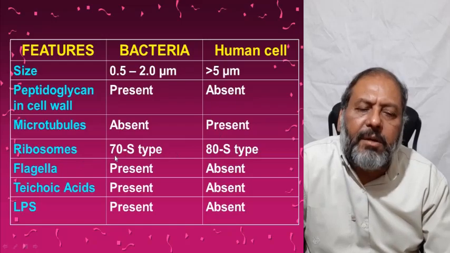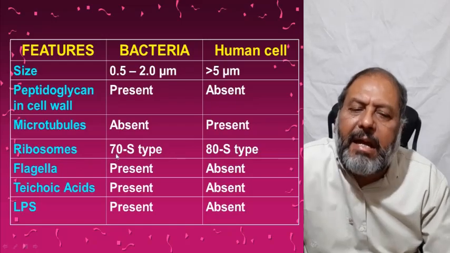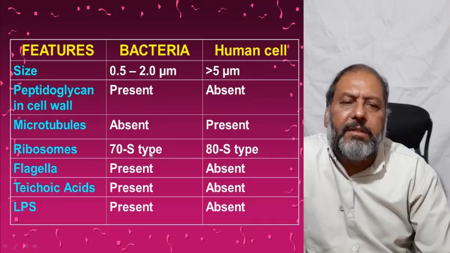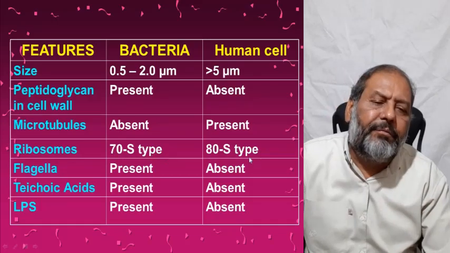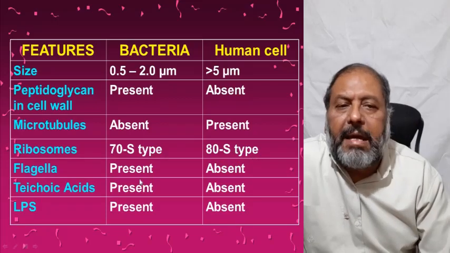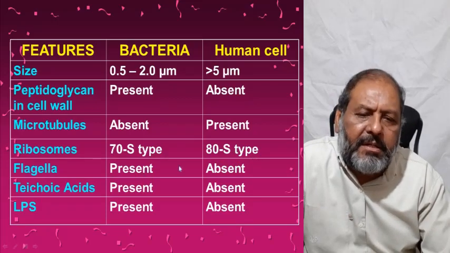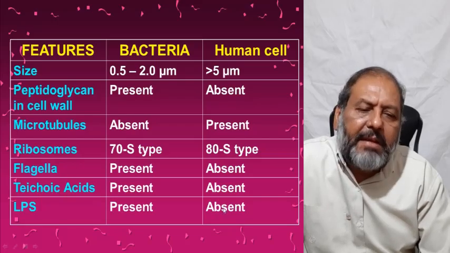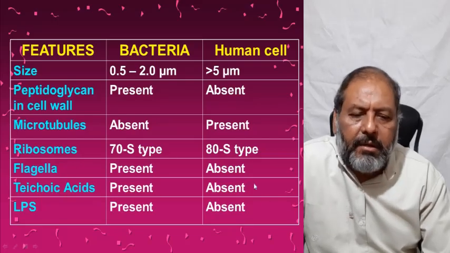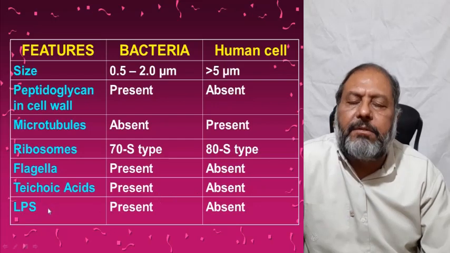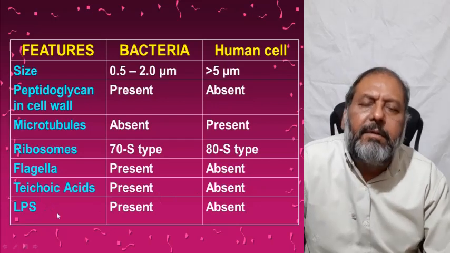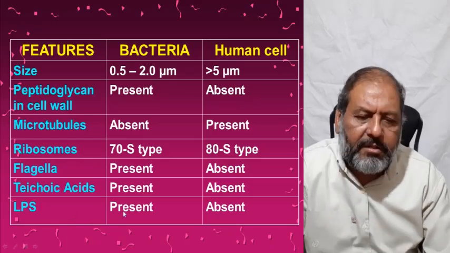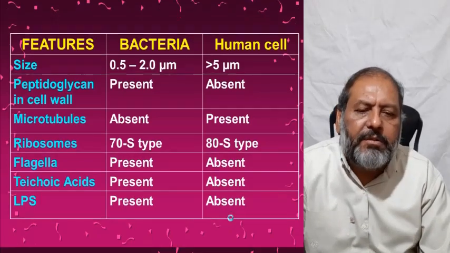Ribosomes, though present in both, are of different types. In the bacteria, these are 70S type, and in the human cells, these are 80S type of ribosomes. Flagella, as you have seen already, are present in the bacteria and absent in the human cells. Teichoic acid is present in the bacteria and absent in human cells. LPS, that is the lipopolysaccharide membrane, which is seen mostly in the gram-negative bacteria, is present in the bacteria and not present in human cells.